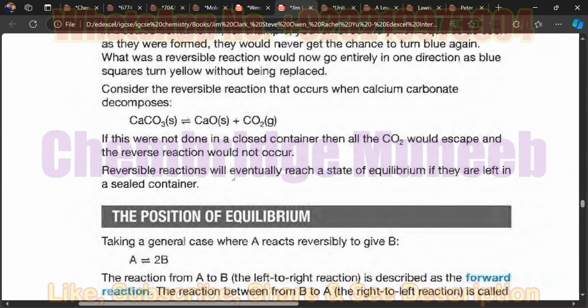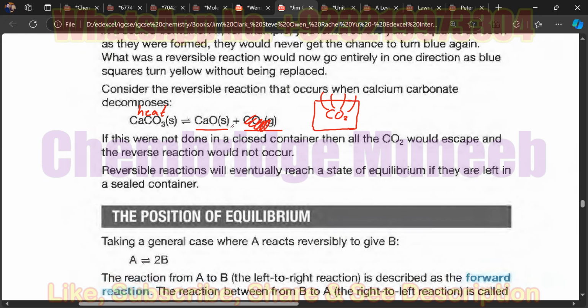And they are taking an example of calcium carbonate. When we heat the calcium carbonate, it converts into the solid form of calcium oxide and the gaseous form of carbon dioxide. This reaction is supposed to be carried out in a sealed container, because if the container was not sealed, then definitely this gas would have escaped out of the container, and it would be eliminated from the whole mixture.